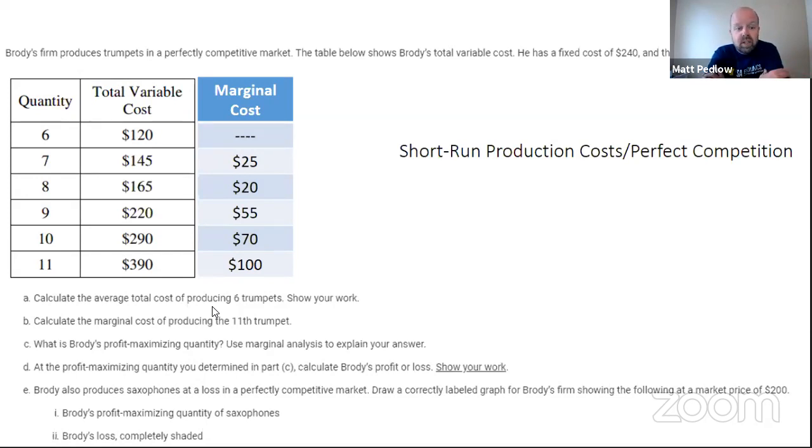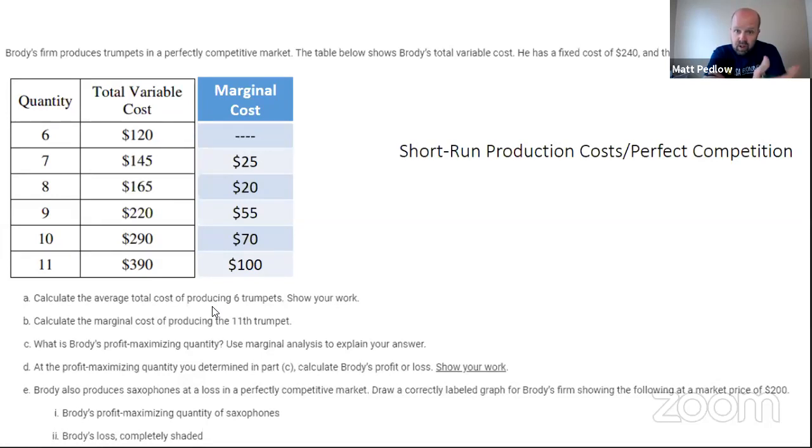To get your average total cost, it's total cost divided by quantity, right? That's how you get an average. You guys know that. So variable cost is $120. Fixed cost is $240. So 120 plus 240 equals $360. That is now our total cost if you make 6 trumpets.